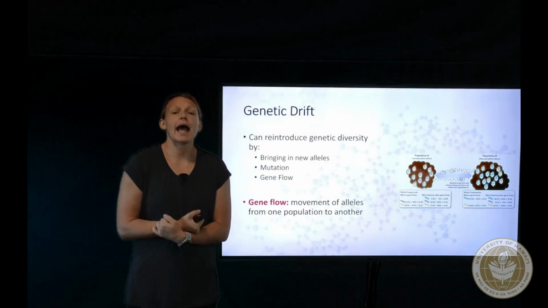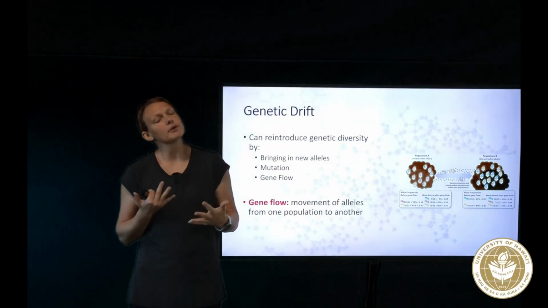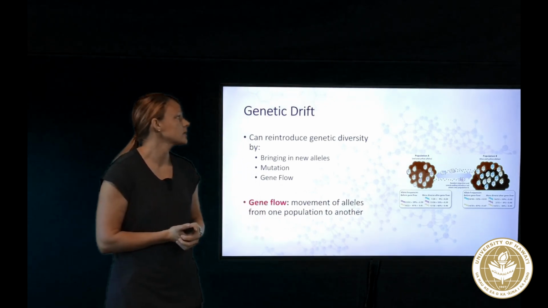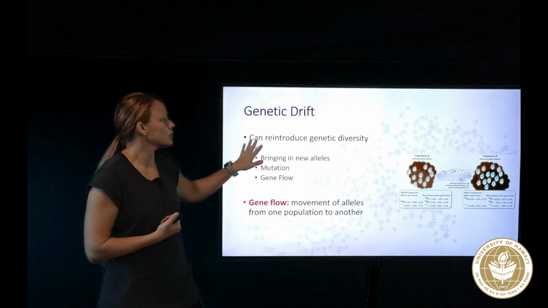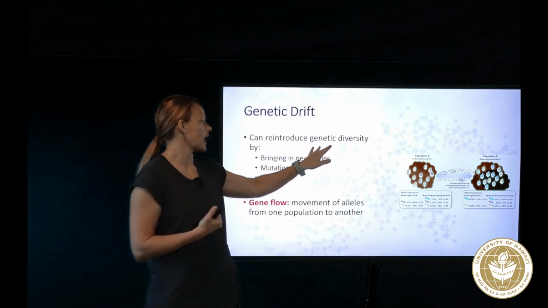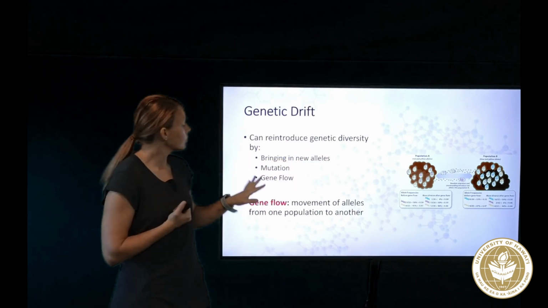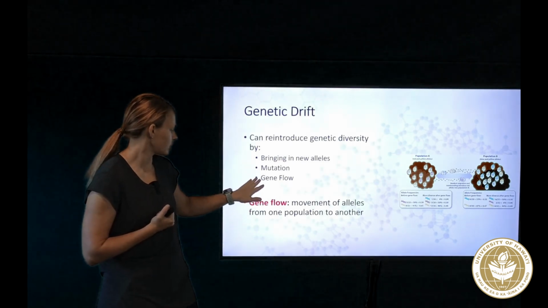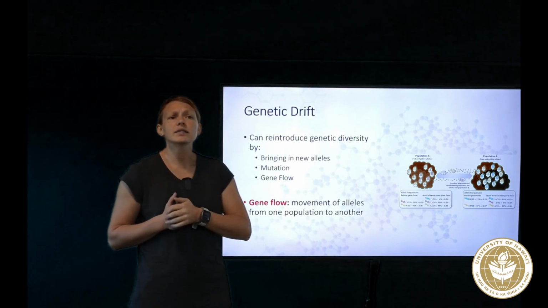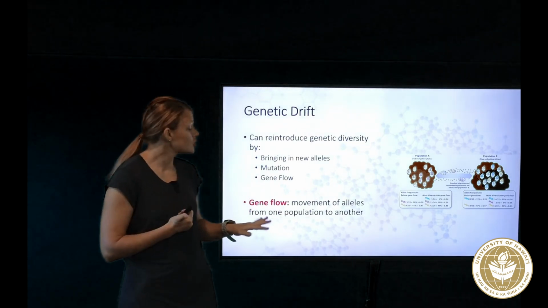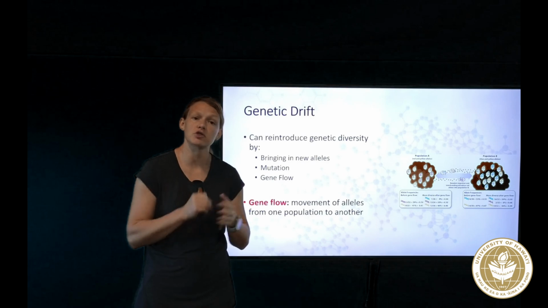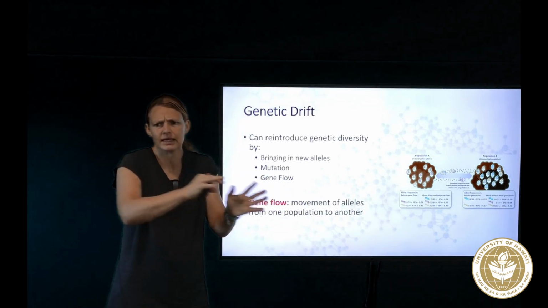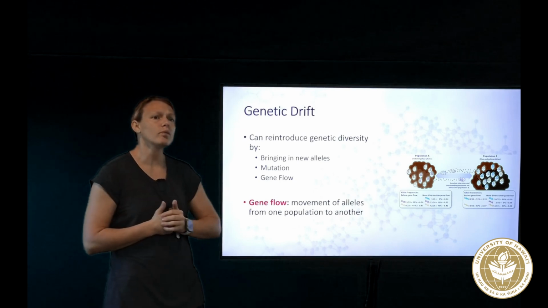So again, looking at genetic drift, now we've looked at a couple different examples of it with the bottleneck effect and the founder effect. So genetic drift is able to reintroduce genetic diversity by bringing in new alleles, mutation, and via gene flow. So what exactly is gene flow? Well, gene flow is the movement of alleles from one population to another. So really just like what it sounds, those alleles are moving, right?